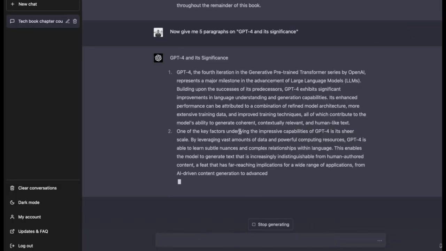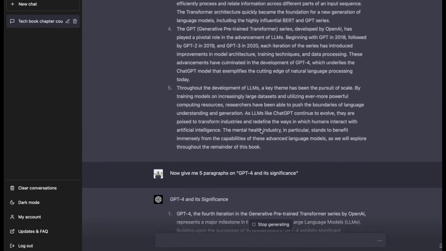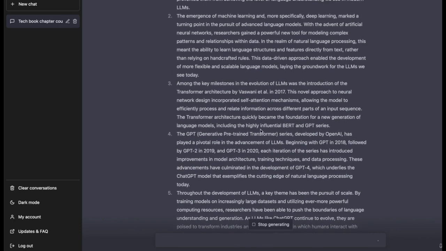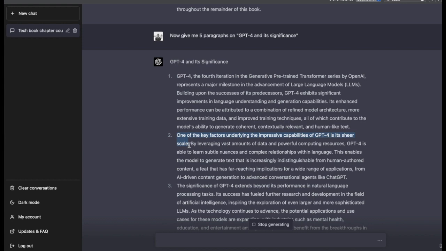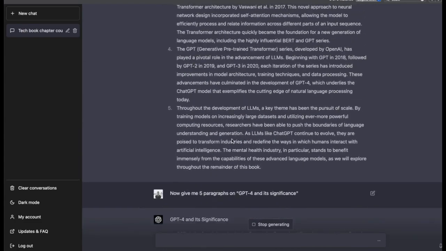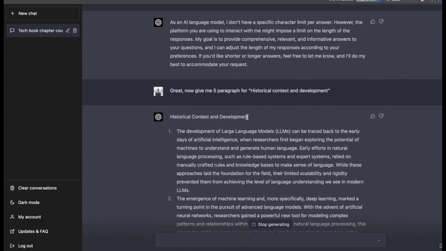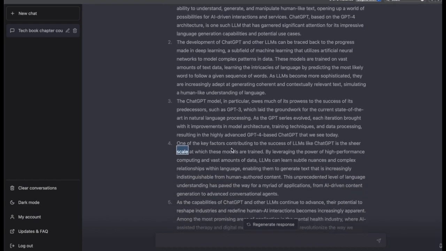There is some repetition. It says that one of the key factors in the impressive capability of GPT-4 is its sheer scale. Now, it has already said that specific sentence. This was in this paragraph, and we also saw it in the introduction to the ChatGPT chapter: one of the factors is the sheer scale at which the models are trained. It's pretty much the same sentence.